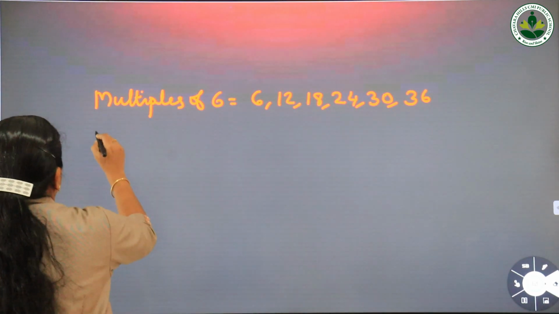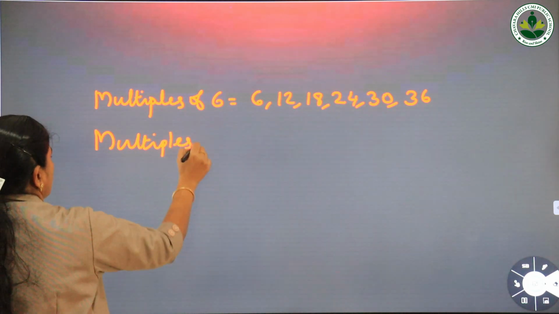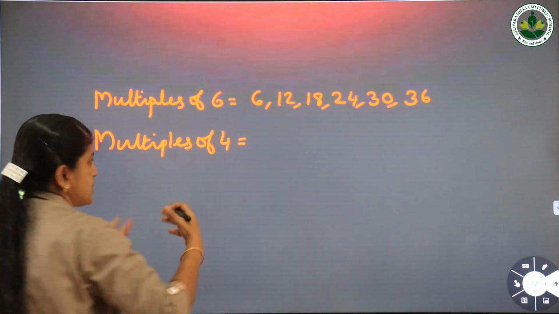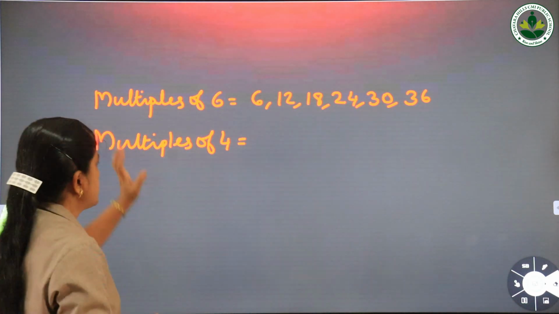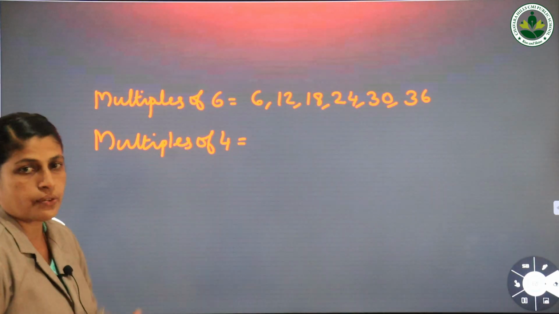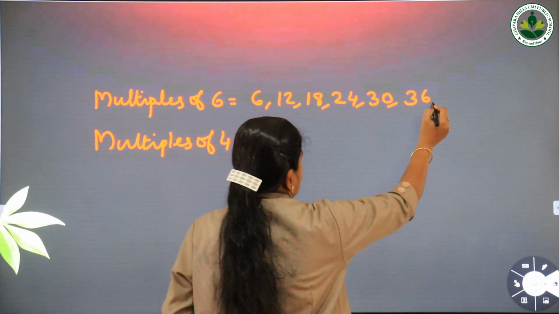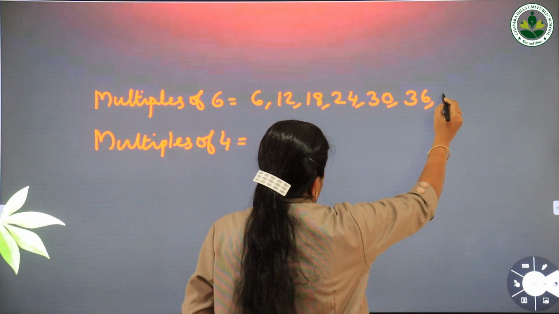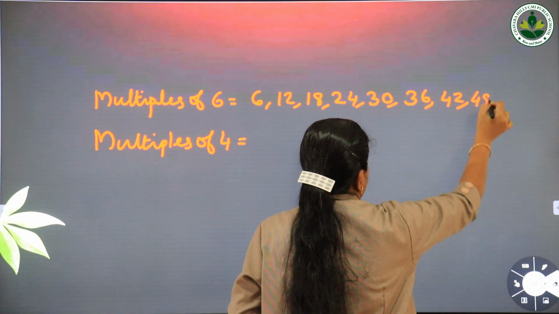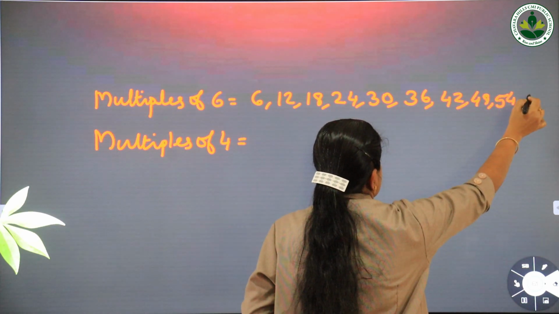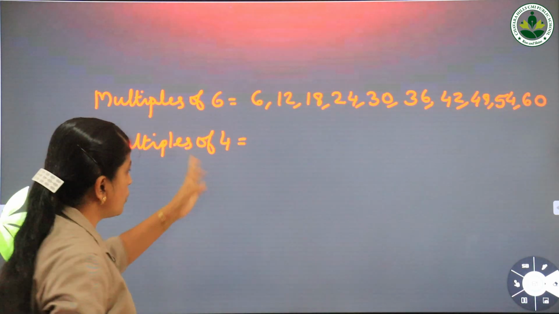Then multiples of 4 also we can write. What are the multiples of 4? First write the first 10 multiples of 6 and the first 10 multiples of 4. Here we have only 6 multiples of 6. Then 6 7s are 42, 6 8s are 48, 6 9s are 54, 6 10s are 60. In this way, write the first 10 multiples of 4 also.